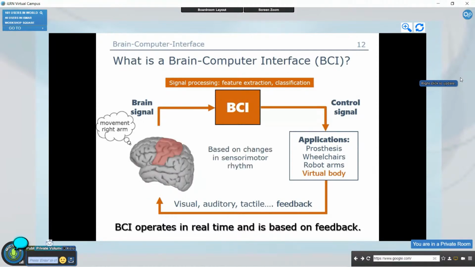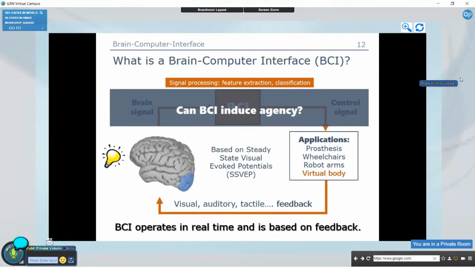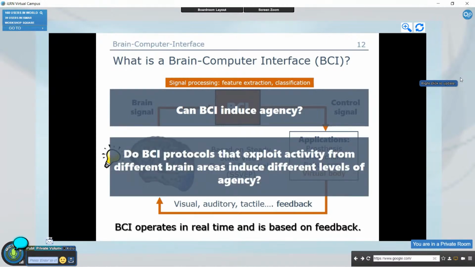In protocols that exploit activity of sensory motor areas, the participant's task is to imagine a movement which can then be detected by the BCI system. In BCI protocols that exploit activity in visual areas, the participant's task is to look at a flickering light with a specific frequency, which can then be detected by the BCI system from primary visual areas. In this study, we use both of these BCI protocols. Specifically, we were interested whether BCI can induce agency and whether induced agency levels are different if the BCI is based on sensory motor areas compared to visual areas.